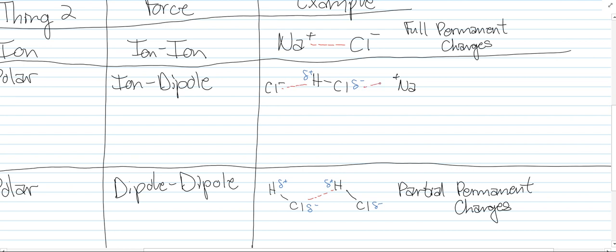Well, hopefully you can recognize here that there are some opposite charges that would be attracted to each other. So each of those red dotted lines would represent an ion dipole intermolecular force, because there's, in this case, an ion and there's a dipole. And those separate molecules are attracted to each other because of those charges.